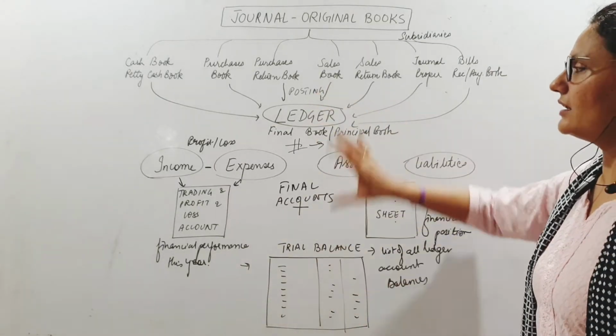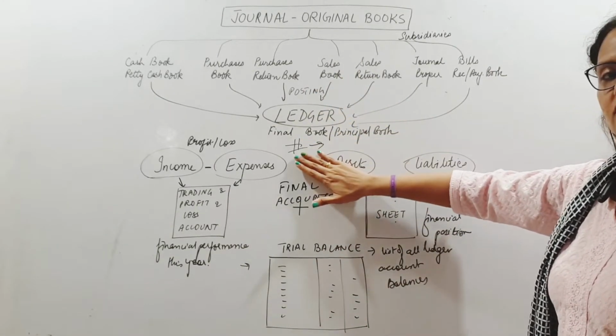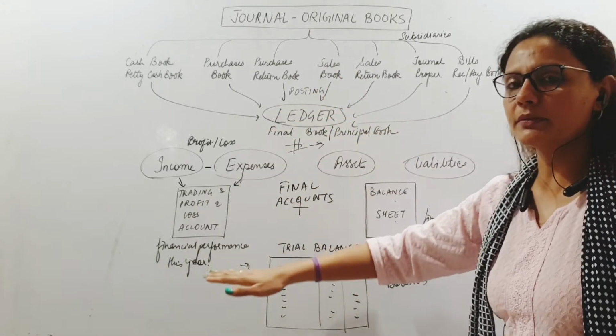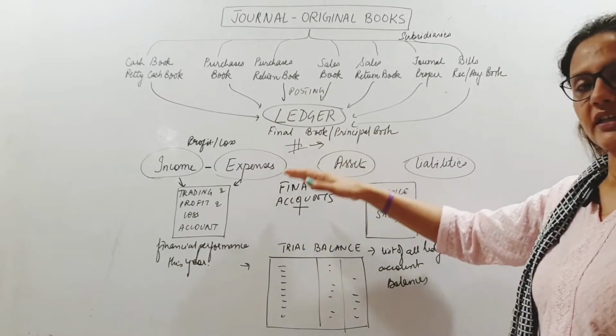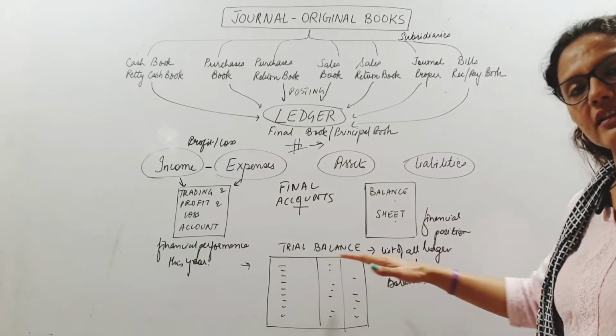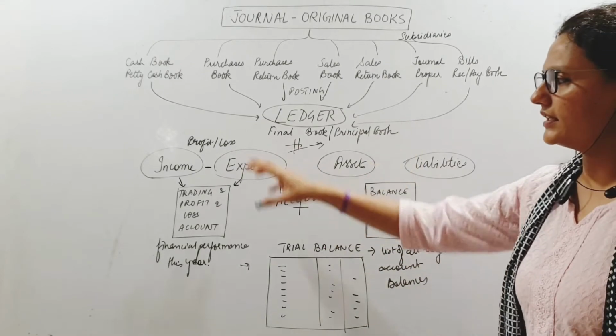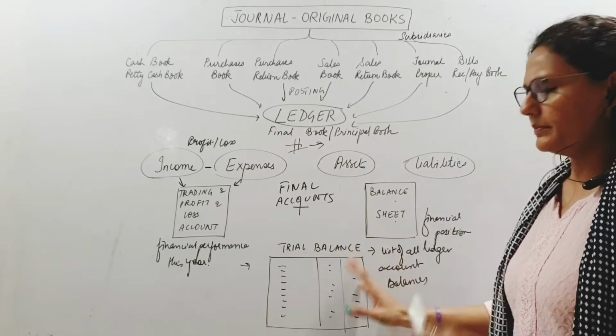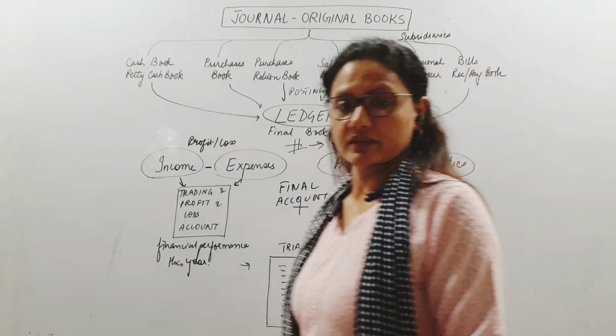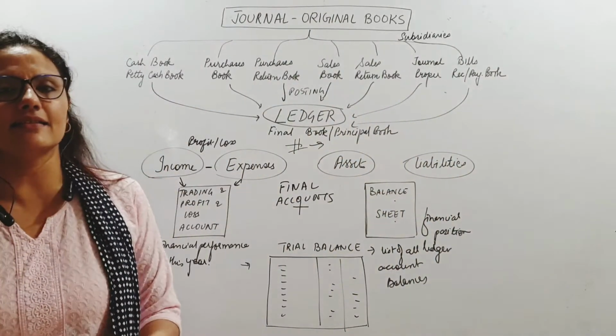So it is the trial balance that is made after ledger accounts are ready, before the preparation of final accounts. So this gives us all the ledger account balances in one place. Now we will take this and make the final accounts. It makes our job a bit easier and systematic.